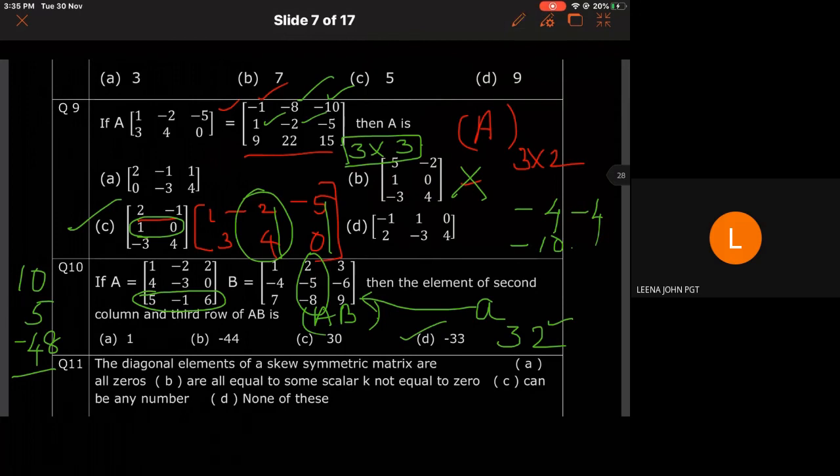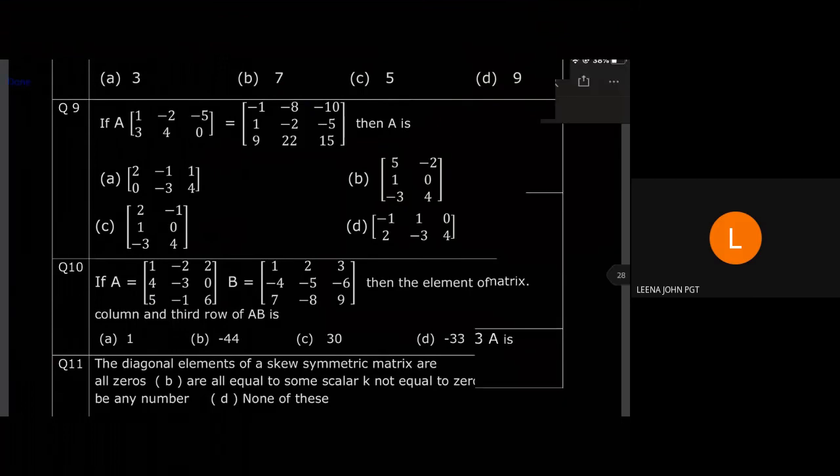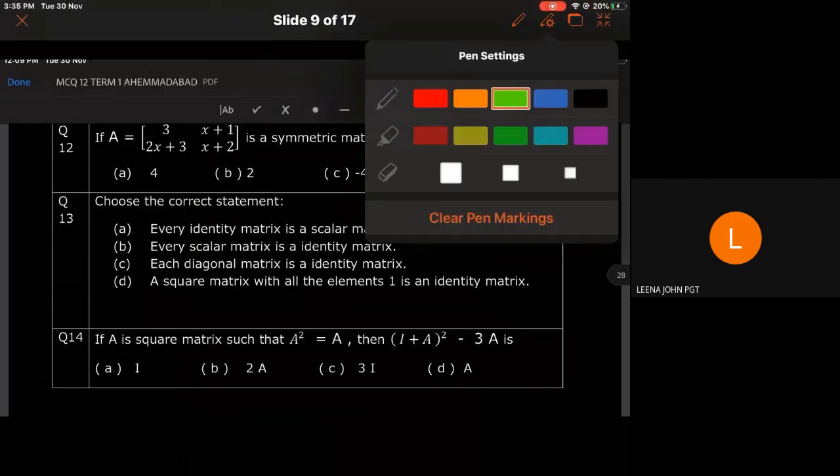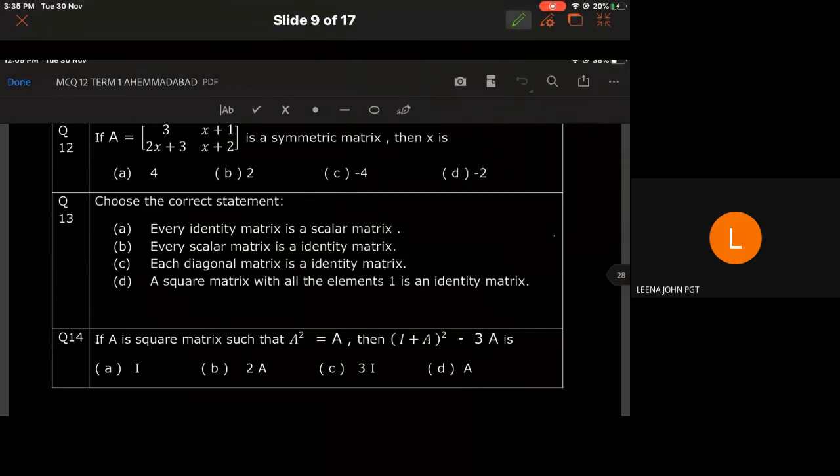The next one, question number 12. If A is given as a symmetric matrix, then the value of x is. When A is symmetric, you should know that A transpose is equal to A. That is the easy way to do. So this is equal to A transpose, we can write here. So it is 3x plus 1 and 2x plus 3, x plus 2. The first row becomes the first column, the second row becomes the second column. Now these two are equal, A equal to A transpose.